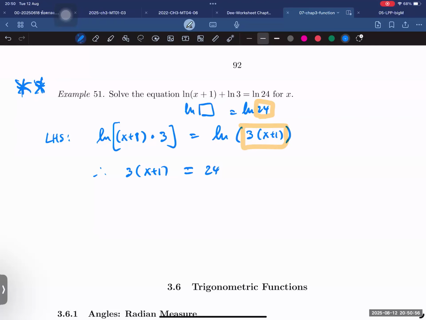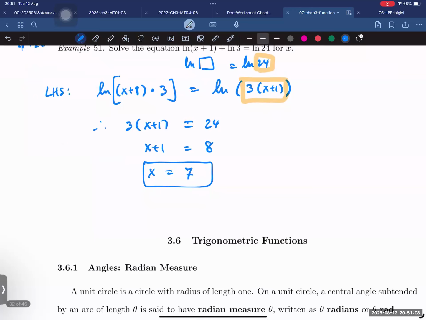Therefore, we solve for it. So divide both sides by 3. So we got x plus 1 equal to 8. So x would be 7. All right. So that's it.